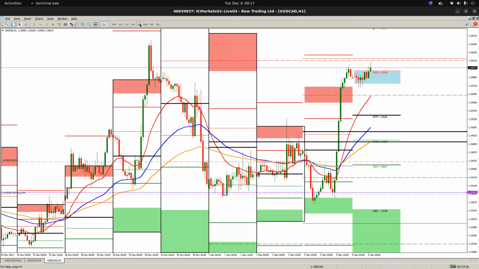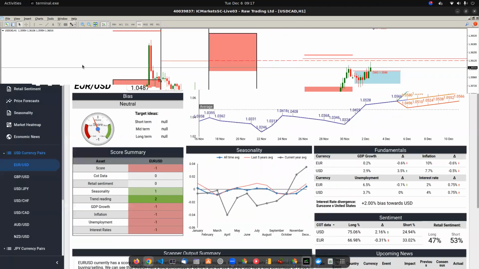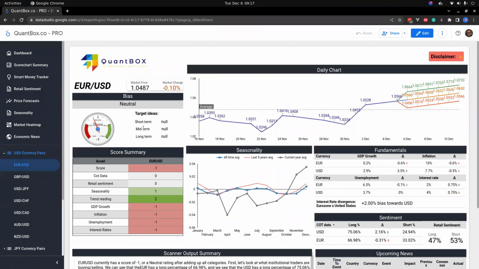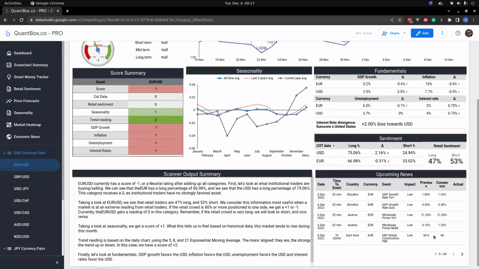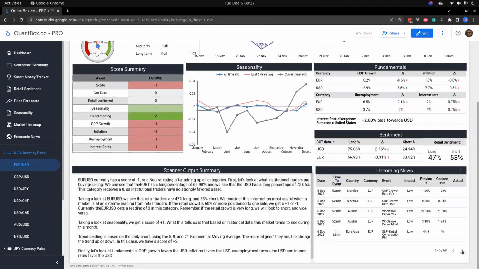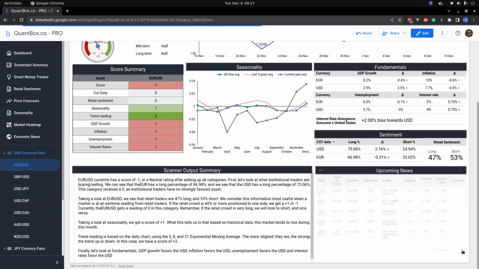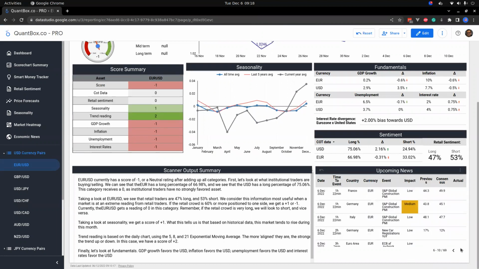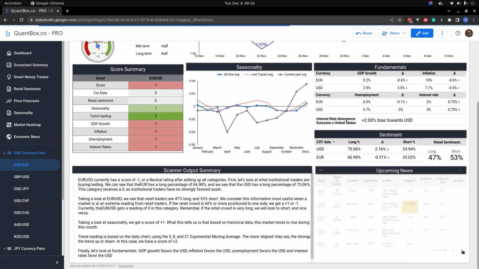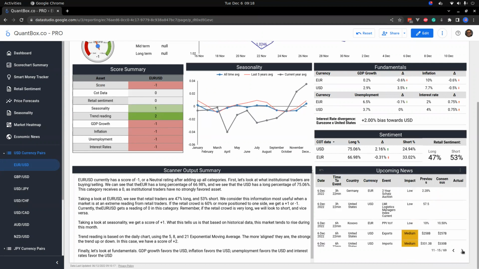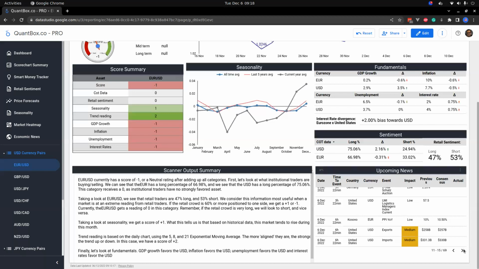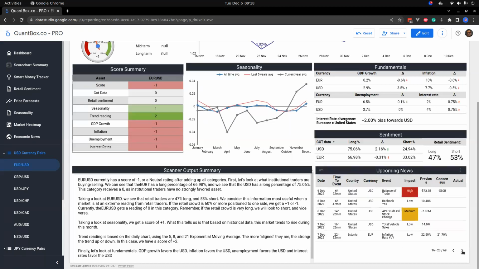Okay, cool. Let's jump into our QuantBox. Here we are, euro dollar neutral. Okay, cool. So what's going on in the euro zone today? Some low tier news, some medium tier news, some medium tier news out of the States today, exports, imports. Some high tier news out of the States today.